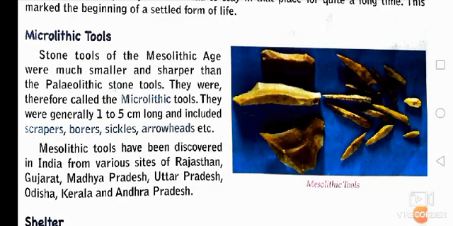Microlithic tools. Stone tools of the Mesolithic age were much smaller and sharper than the Paleolithic stone tools. They were therefore called microlithic tools. Microlithic tools means small and sharp tools. See in the picture, it is very small and very sharp. They were generally 1 to 5 centimeters long and included scrapers, borers, sickles, arrowheads, etc.